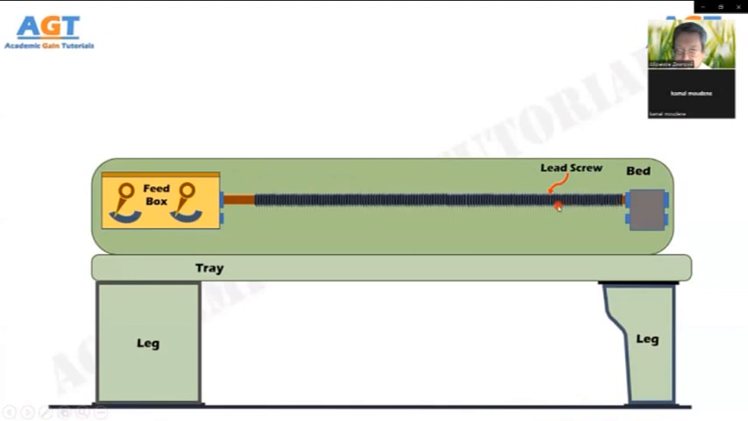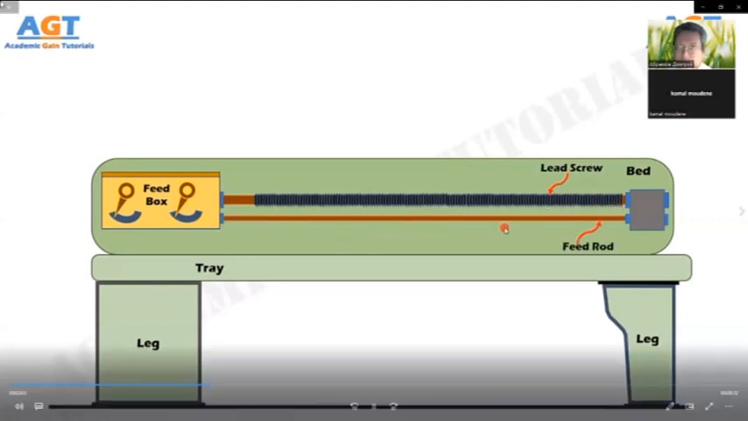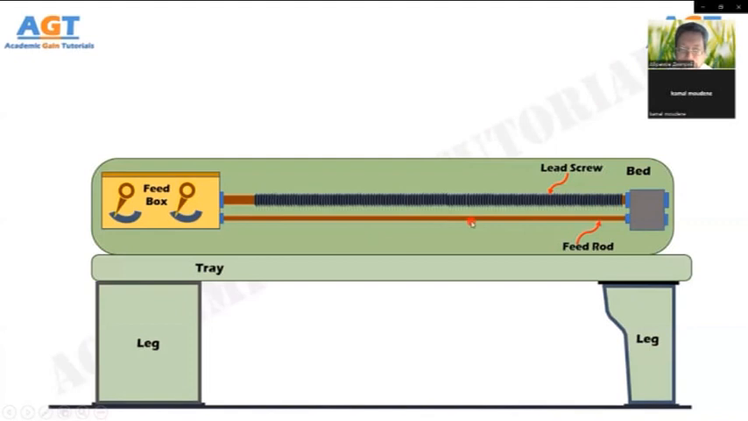The lead screw is used to move the carriage automatically during thread cutting. The feed rod is a cylindrical rod. It does not have any thread on its external surface. This feed rod is used to move the carriage from the left side to the right side and also from the right side to the left side.